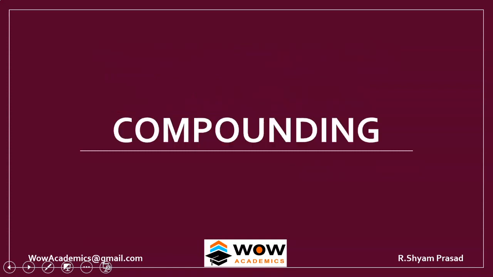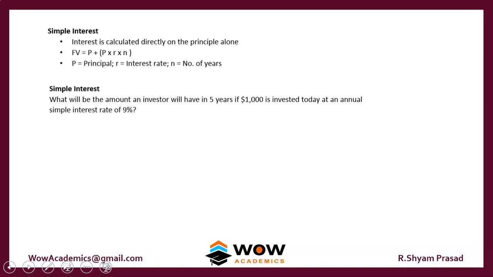So we'll start from compounding. In compounding interest we will first start with the simple interest concept. Simple interest is directly calculated on the principal alone. Okay, so this is the formula. The FV represents the future value, the value that you are going to receive in the future. It is based upon the principal plus the interest. This is how the interest is calculated: the principal into the rate of interest into the n number of years.